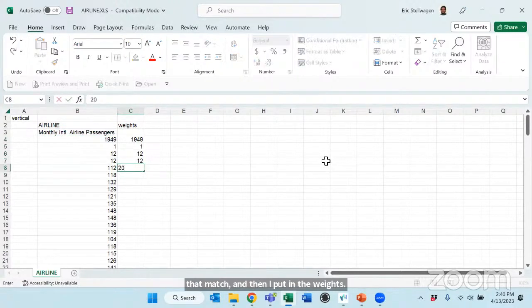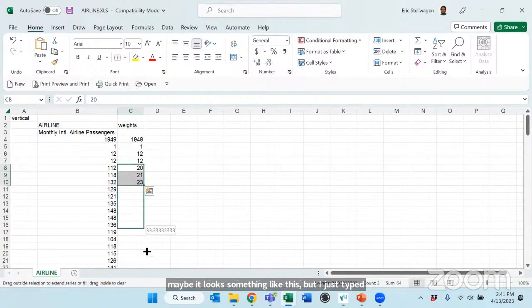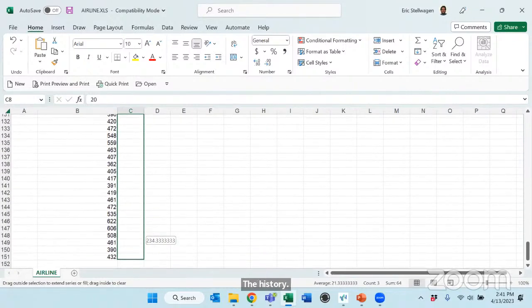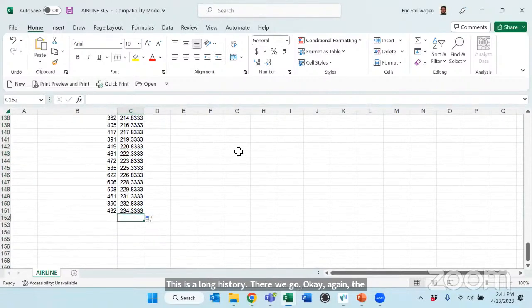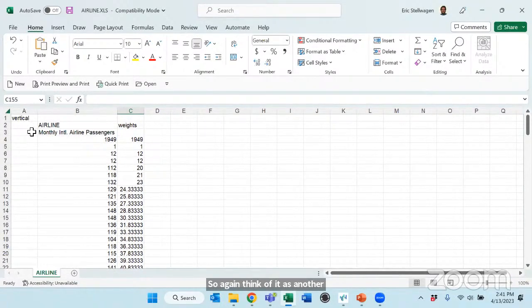So if it was the number of working days per period, maybe it looks something like this, but I just typed them in, and I would make sure it covers the history. This is a long history. There we go. Again, the values don't really matter too much. Then I'd look in the future, take out the future calendar, and put in whatever the values happen to be. So think of it as another input. If you're bringing in data in Excel, it's another column or row. If it's a corporate database, then maybe it's something you can pull with a query. But it will be set up in the same fashion as other inputs.